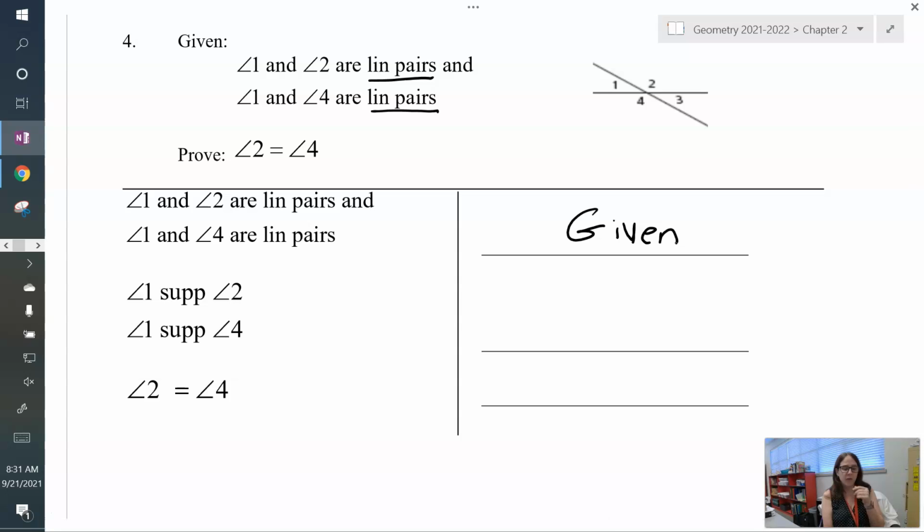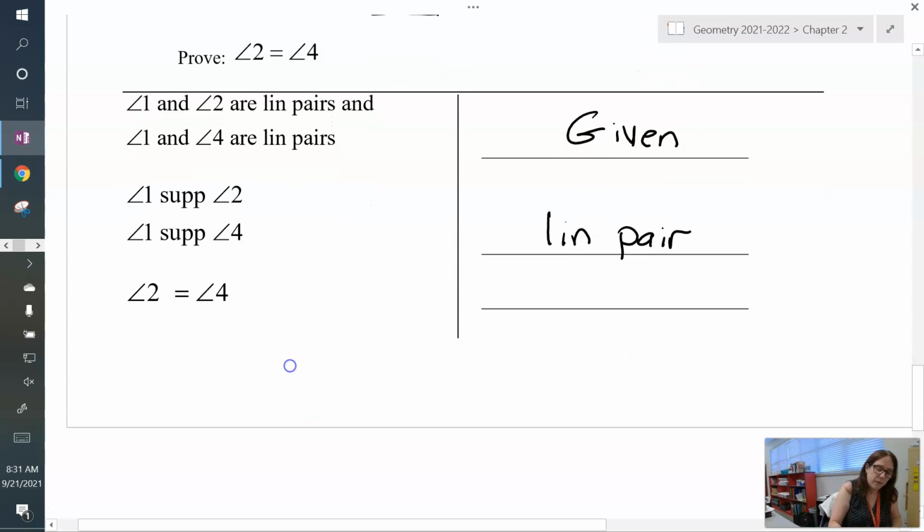And then it says angle 1 is supplementary to angle 2, and angle 1 is supplementary to angle 4. Well, that comes straight out of our linear pair postulate. So this one wouldn't be definition of linear pairs because we have a postulate for that. And then, because angle 1 is supplementary to 2, and angle 1 is also supplementary to 4, so 2 and 4 are both supplementary to the same angle, that's our congruent supplements theorem. And that one is done.